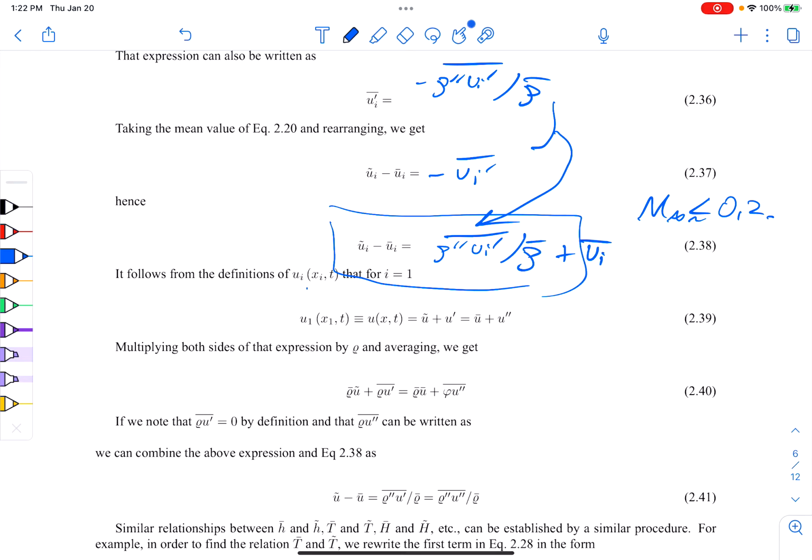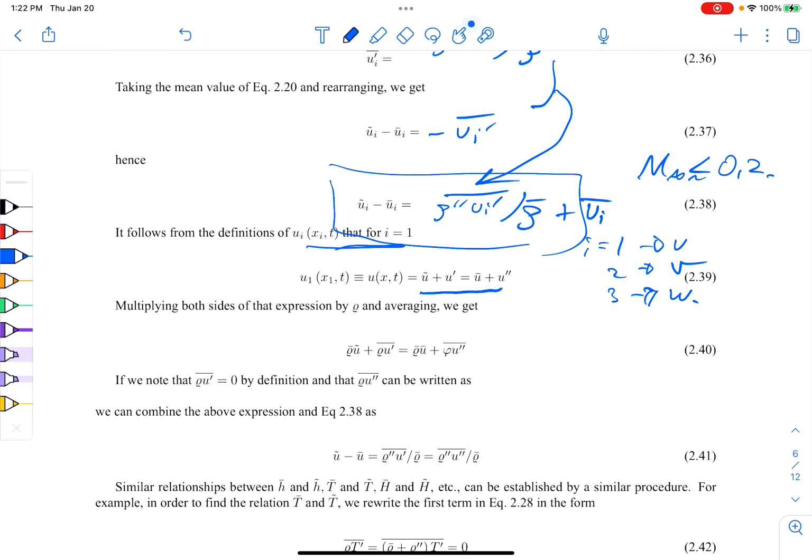What happens if I set i equals 1 in the above equation? I could set i equals 2 or i equals 3 for V and W. If i equals 1, that's the U component of velocity, 2 is V, and 3 is W, just as a reminder. I can set either one, but I'll set i equals 1, because it's my choice in life. I set that in the equation, and now I can show that U tilde plus U prime goes as U bar plus U double prime.